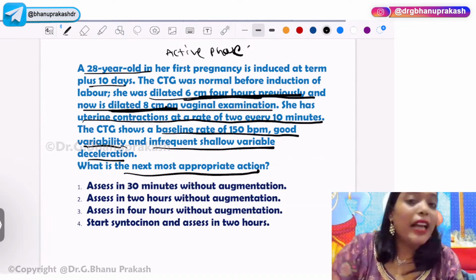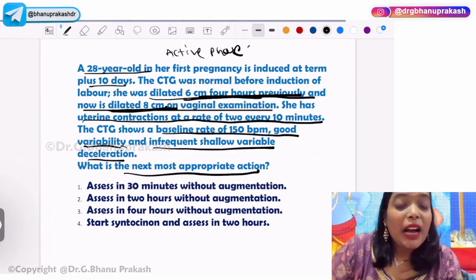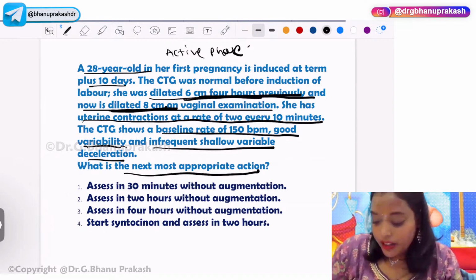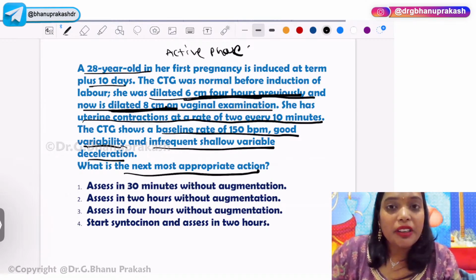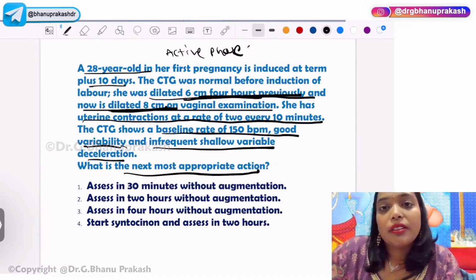Arrest में बिल्कुल dilatation नहीं होना चाहिए, but यहाँ पे dilatation हुआ है. She was पहले 6 centimeter. 4 घंटे के बाद she became 8 centimeter. मतलब भले ही 4 घंटे में थोड़ा ही dilatation हुआ है, but हुआ तो सही.